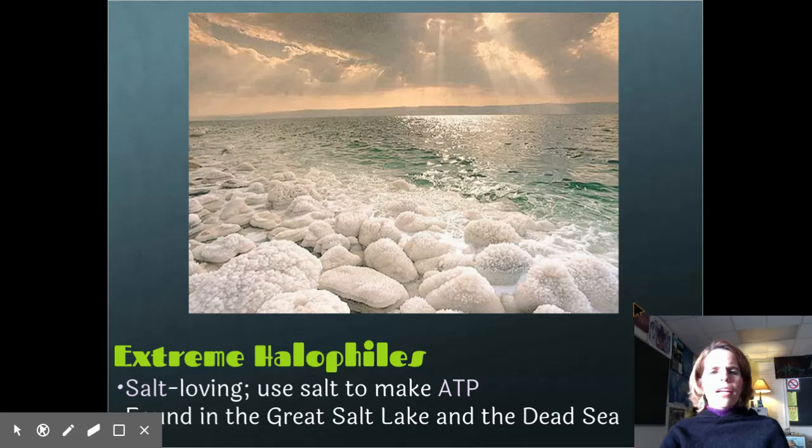The next kind of archaebacteria are the extreme halophiles. Halo means salt, and you know phil means love, so they love salt. They're able to survive in extremely salty conditions, which would normally be hypertonic to most other organisms. So the extreme halophiles can live in places like the Great Salt Lake and the Dead Sea.